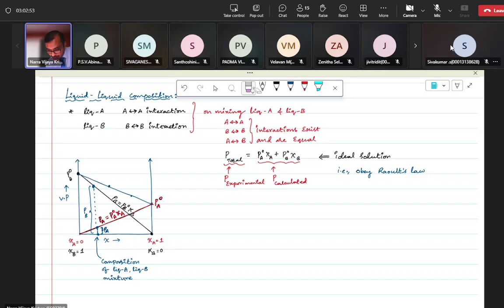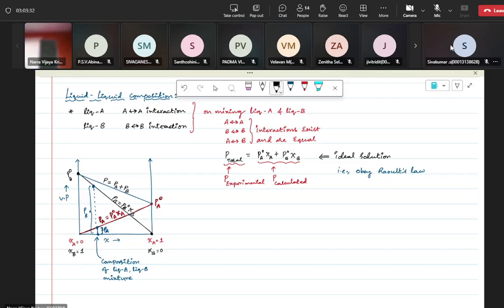Are you able to understand what I am trying to convey? Right? So now tell me what this line indicates. P total, which is equal to PA plus PB. Acceptable or not?